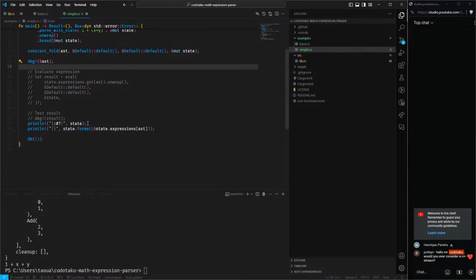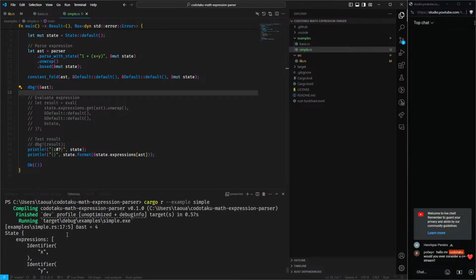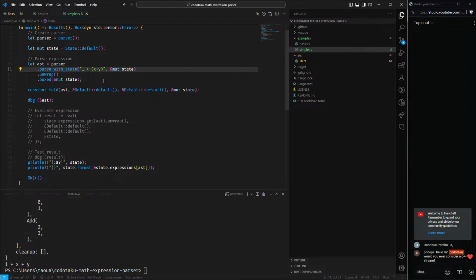Alright. So what the heck is going on here? Identifier X, identifier Y. Add 0, 1, add 2, 3. And no cleanup. What? That's weird.